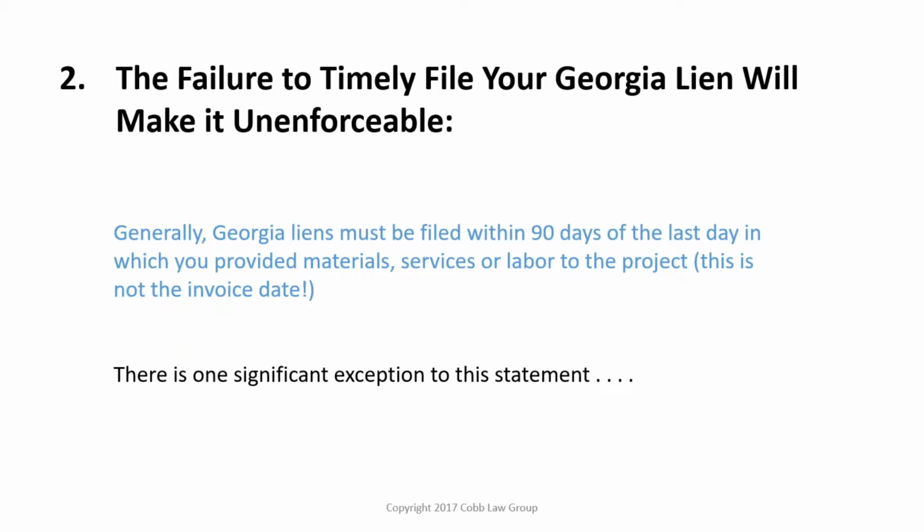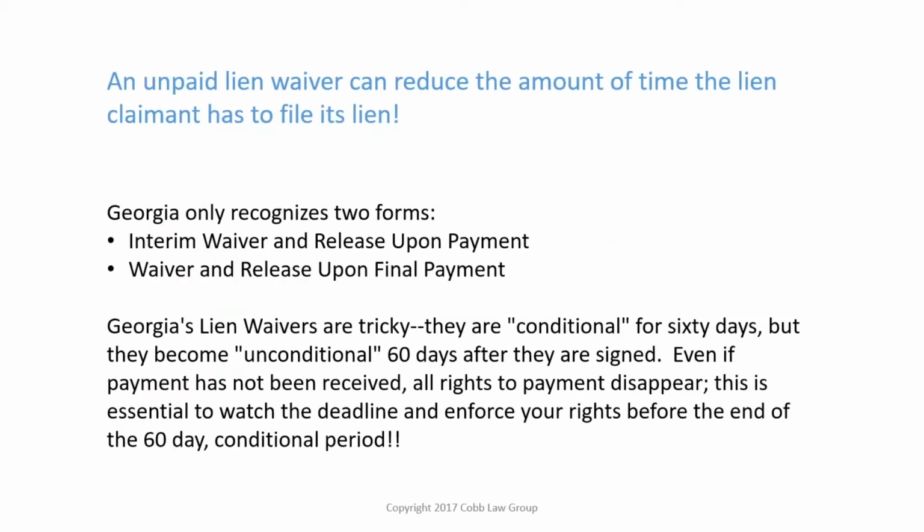Generally, in Georgia, liens must be filed within 90 days of the last day in which the materials, services, or labor were provided to the project. Keep in mind that's not the invoice date. So if you invoice at the end of the month, but your last day worked was, say, the 22nd or 23rd, that 90-day period begins ticking from the 22nd or 23rd, not the invoice date. 90 days from last day worked is fairly easy to calculate. However, there's one significant exception to this that impacts a lot of people negatively.